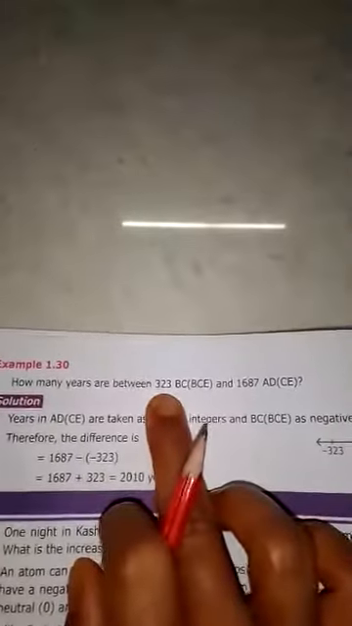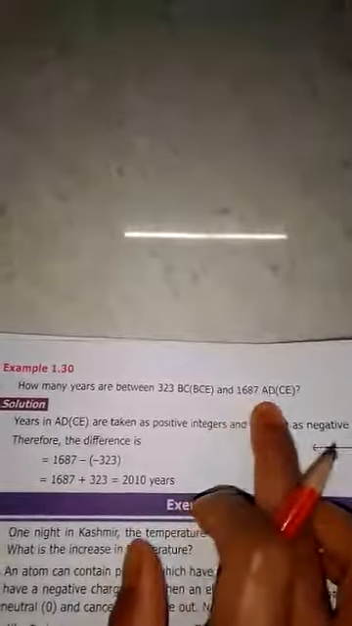And next problem. How many years are between 322 BC and 1687 AD? What is BC and AD? You already know that, you have already studied it in history. BC means before Christ. BCE means before the common era. AD means Anno Domini and CE means common era.